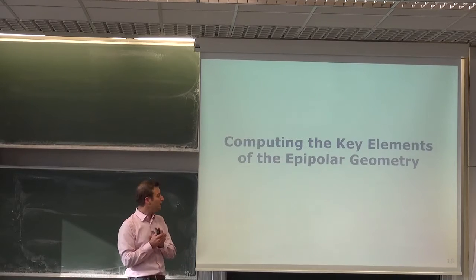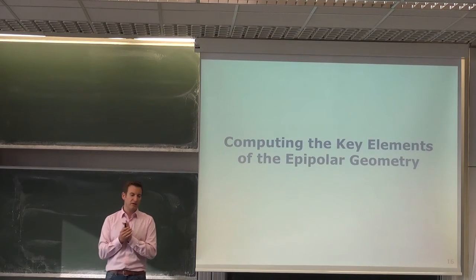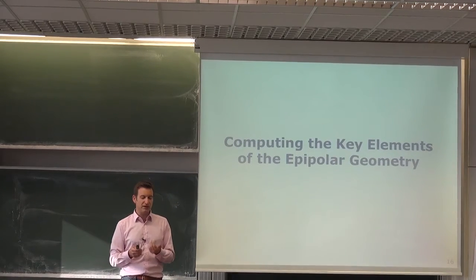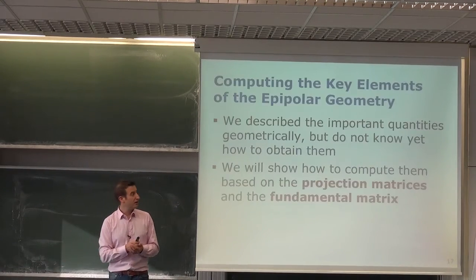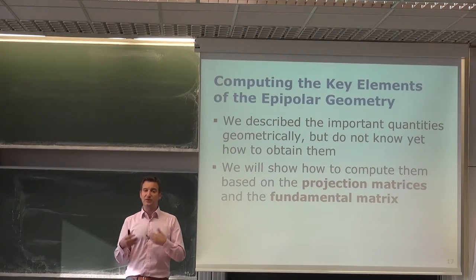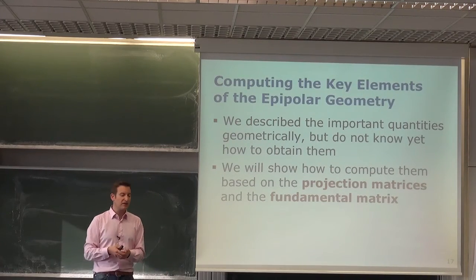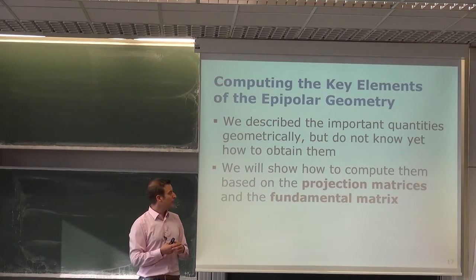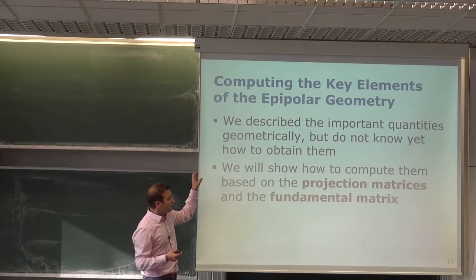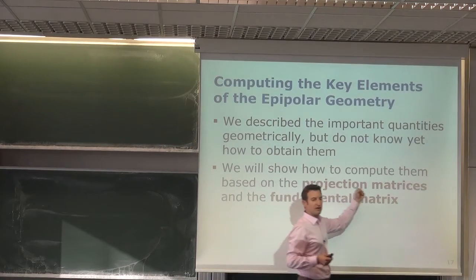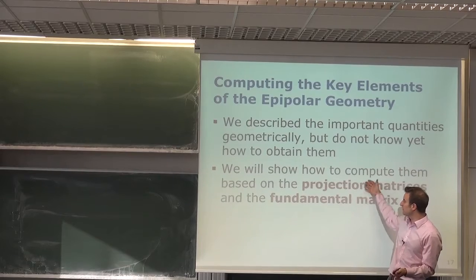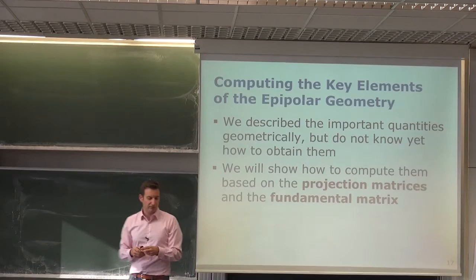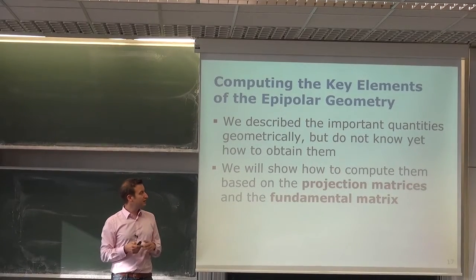Okay, so the next thing is how do I actually compute that in practice? How can I compute the key entities of the epipolar geometry, to describe those elements so that I can use this in practice to construct these epipolar lines and look for correspondences? The only thing we actually need are the projection matrices and the fundamental matrix, but the fundamental matrix we can actually obtain from the projection matrices. We want to derive these geometric elements here.